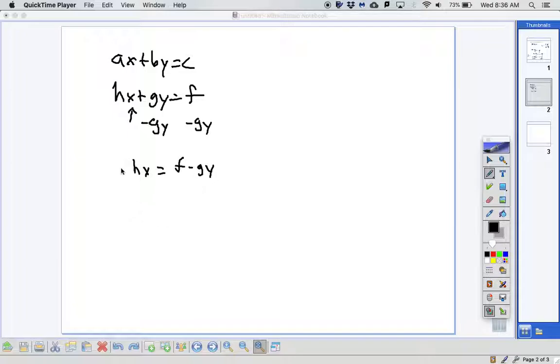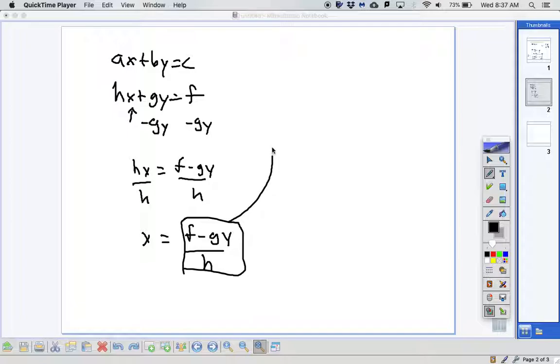Next thing I'd have to do is divide by whatever this coefficient is. So we're going to just go ahead and do it. We're going to divide both sides by h. And so now I say x is equal to f minus gy over h. This is where the substitution comes in. So I'm going to take this and I'm going to plug it into the other equation in place of x.